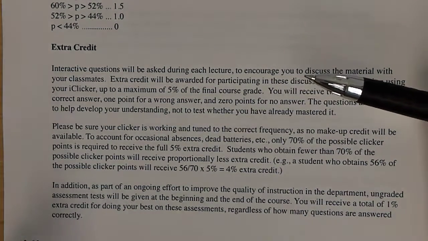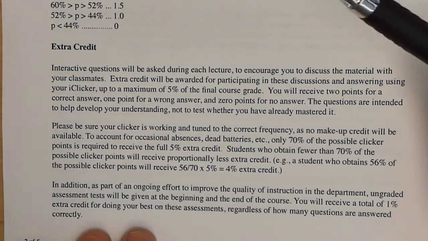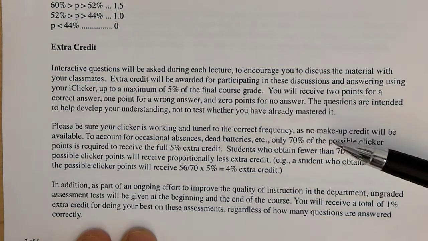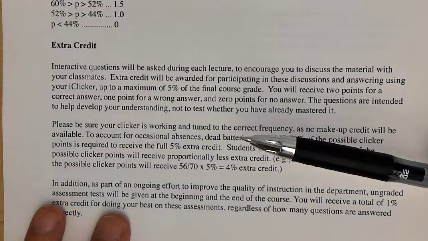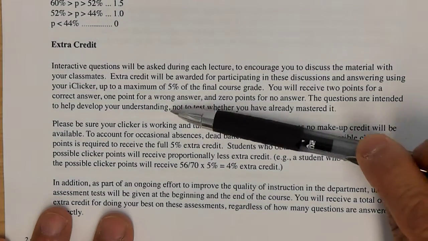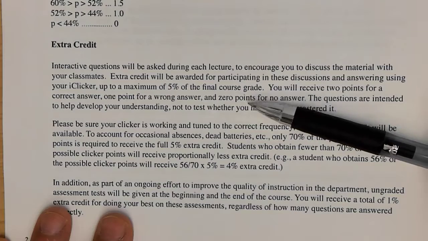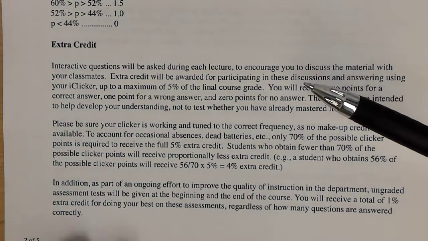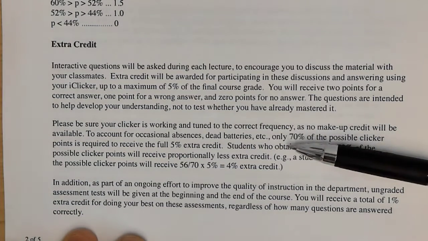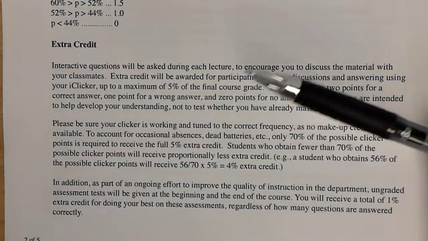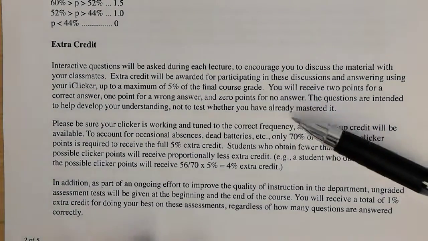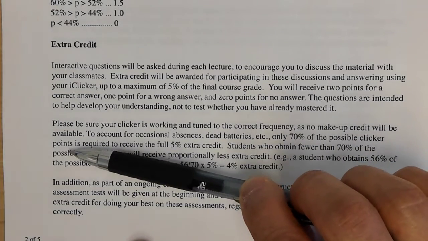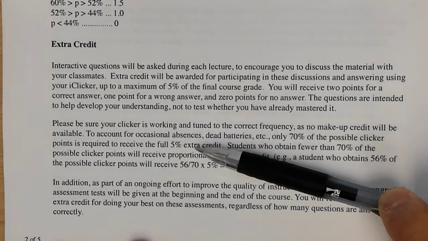We will start using clickers next week, the second week of classes, and these clickers will be used for extra credit. So if you get the question right, you get 2 points. If you get a wrong answer, you still get 1 point. You don't get anything for no answer. So just showing up is worthwhile. And because this is not supposed to be a really hard grading scale for the clickers, if you get 70% of the possible number of clicker points, you end up getting the full 5% extra credit.